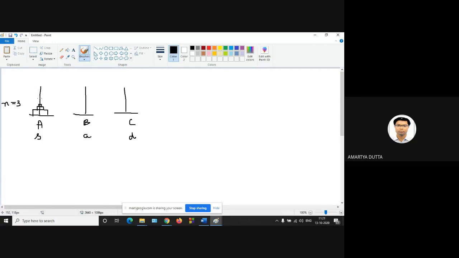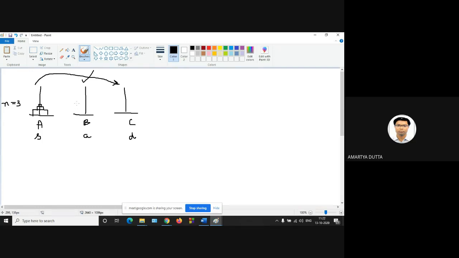The task is to move these n number of disks from the source to the destination using the auxiliary tower. But there are some constraints. Your first constraint is that you can move only one disk at a time. The larger disk must not reside on top of the smaller disk. This is your second constraint.